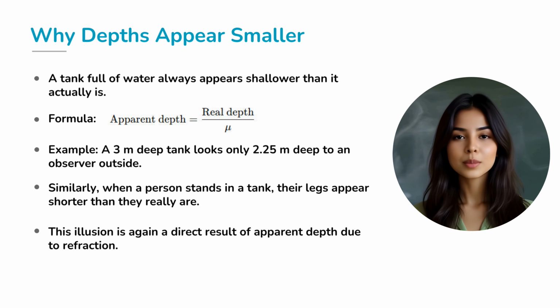Next, let's talk about why tanks and pools appear shallower than they actually are. Suppose a tank is 3 meters deep. To an observer outside, the bottom will appear at only 2.25 meters depth. Why? Because apparent depth equals real depth divided by refractive index. For water, mu is approximately 4 by 3. So, 3 divided by 4 by 3 equals 2.25 meters.